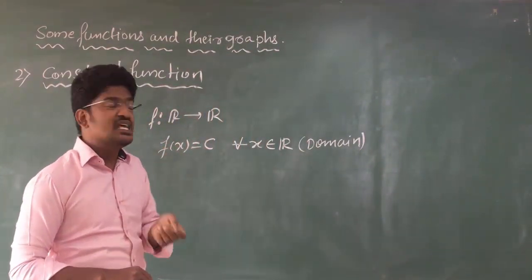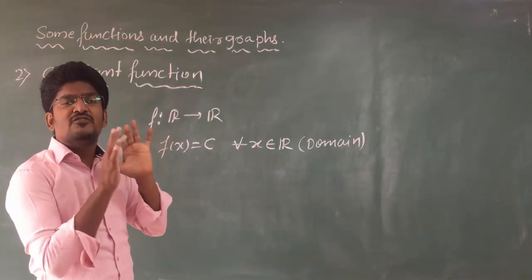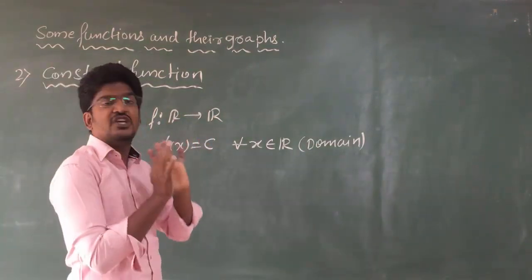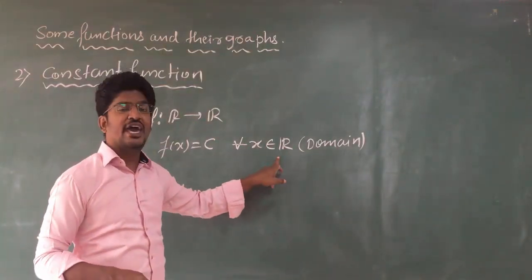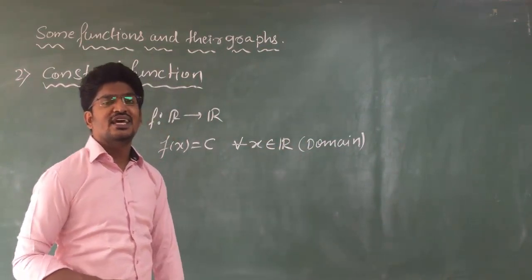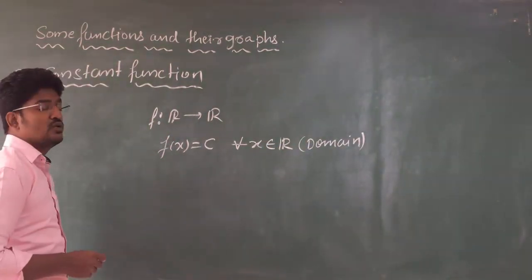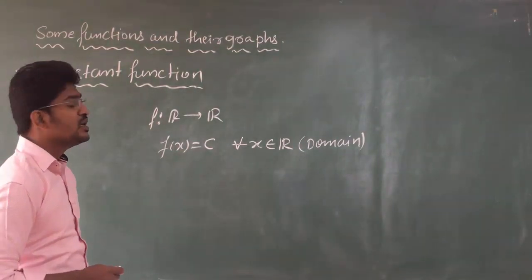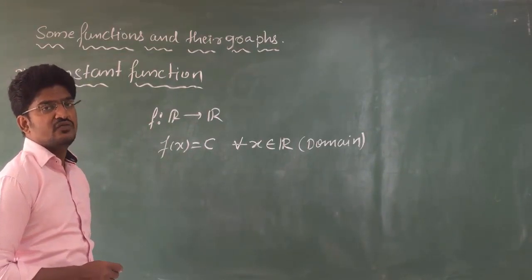It may be any real number from this codomain. Clear? That will be the fixed number. Output will be the fixed number. That means it's constant for every value of x belongs to R, that is domain. Clear? So this thing is called as what? This thing is called as constant function.